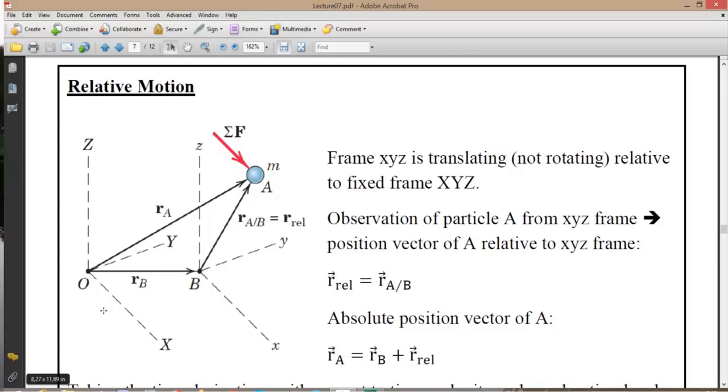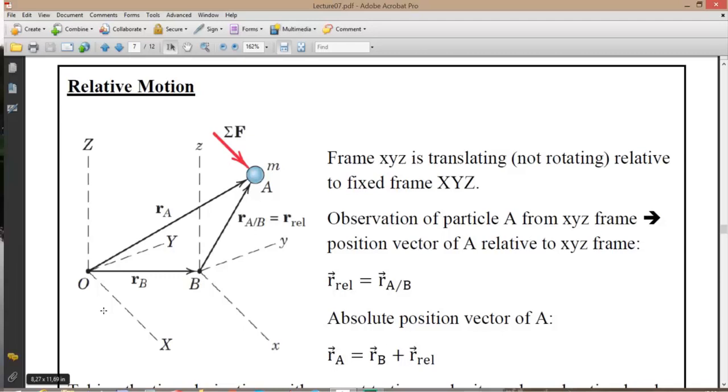As the next subject in lecture number 7, we're going to talk about relative motion. Actually, we have talked about relative motion in the kinematics section of this course about particles. However, we're going to relate Newton's formula here to the relative motion.